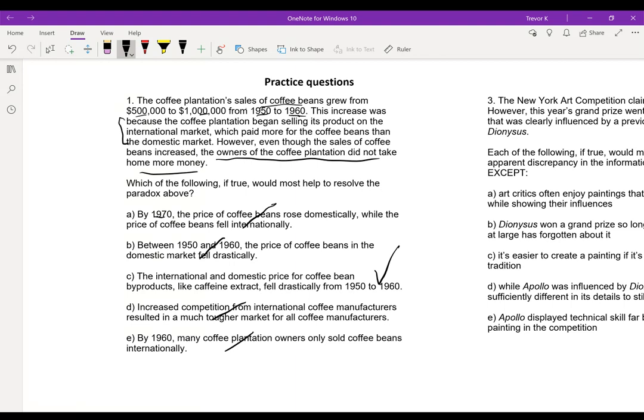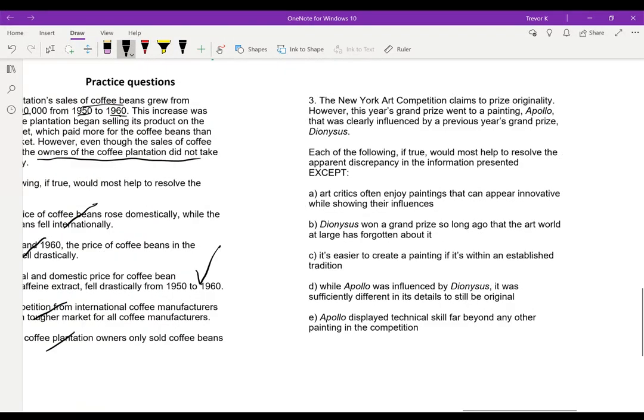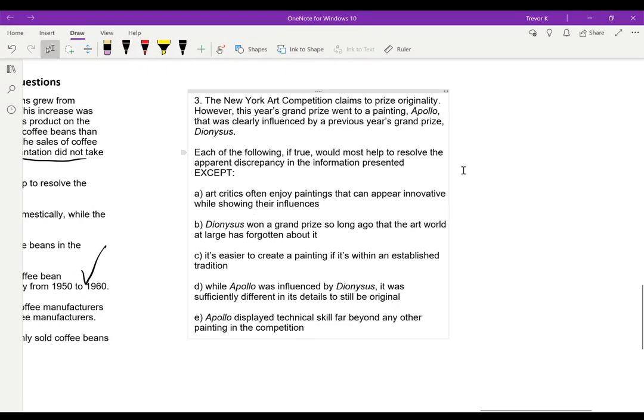All right. So you see here how we're filling in the gaps between the reasoning and the conclusion. We had a huge gap at first, and C helps fill it in. Let's go on to another practice question.